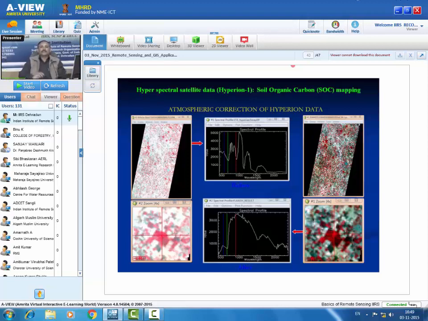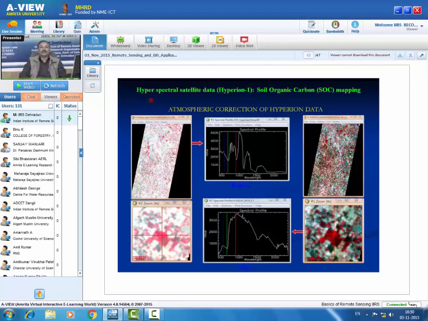We can use hyperspectral remote sensing satellite data also for the mapping of soil properties. The earlier examples I have given use multispectral satellite data, 4 bands or 6 bands, but in the coming generation, in the future, we will have hyperspectral remote sensing which will have 100 to 200 spectral bands.